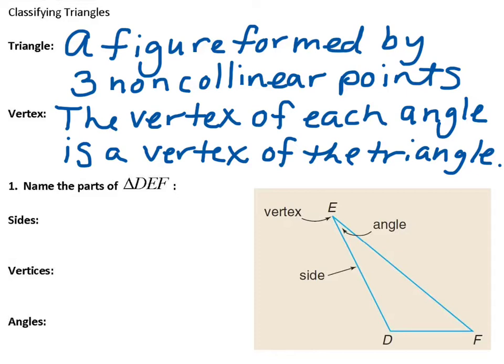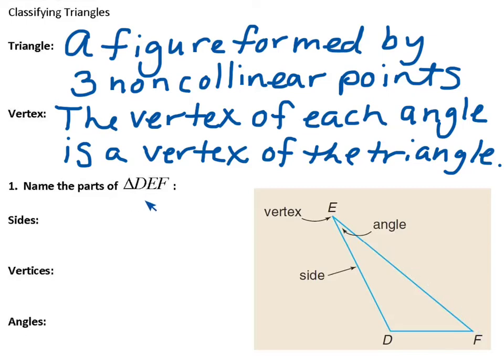Now, notice the diagram here indicates that this point here is called a vertex. Remember, the vertex of each angle is a vertex of the triangle. So a vertex is a point, and it represents a vertex of the triangle. And inside the two rays that enclose this vertex is the angle. Each side of a triangle is a segment, so we'll remember our segment notation for that as well.